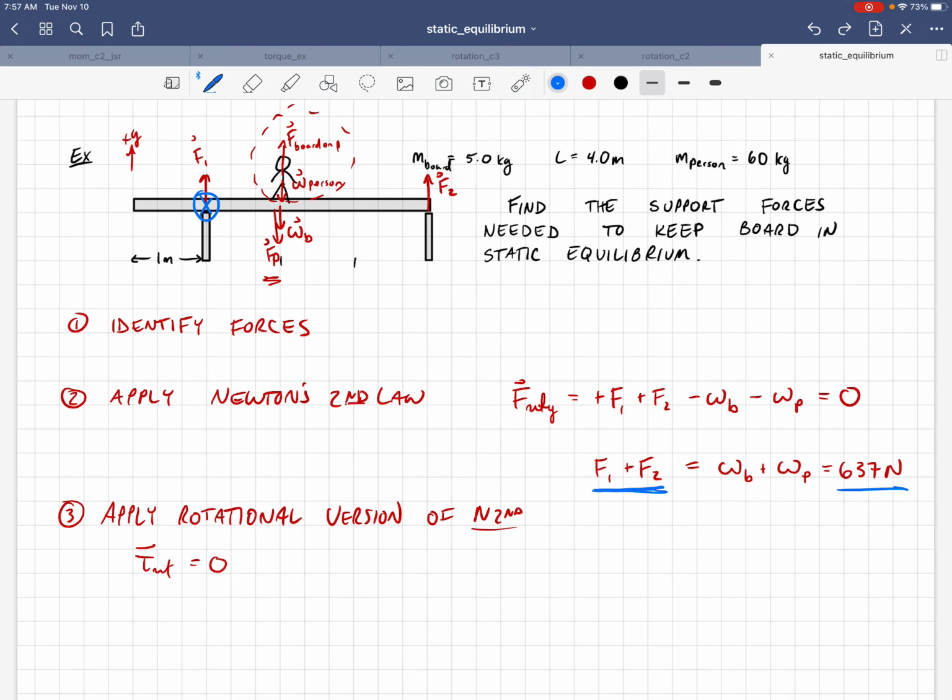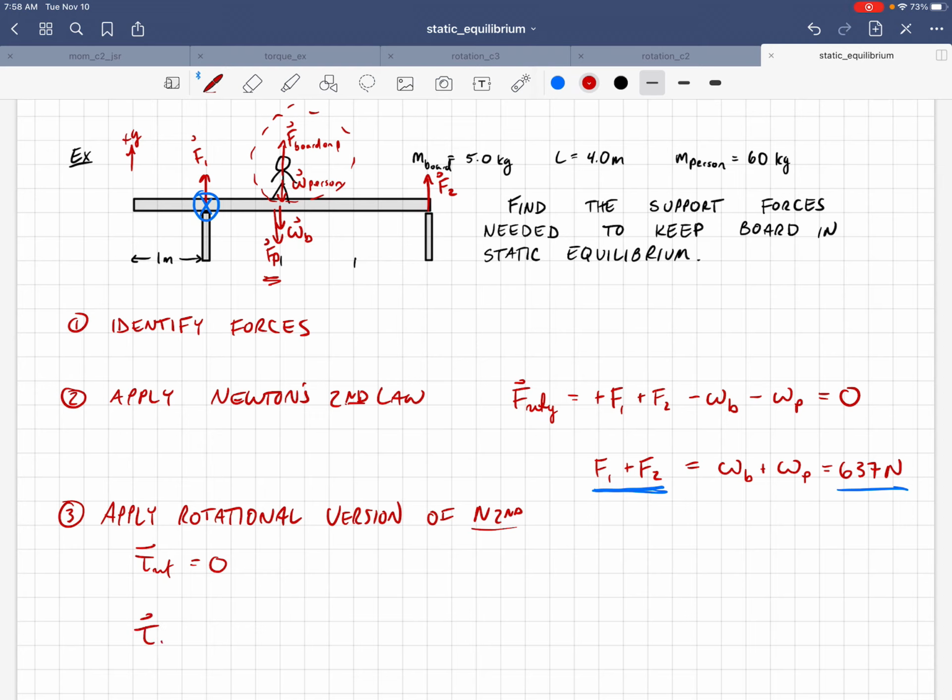Now, the reason that this is a good choice is because now this force F1 that I don't know the magnitude of is being applied at a distance of 0 meters from my rotation point. And so the torque generated by F1 about my rotation point is 0. So it's not actually going to factor into my calculation.